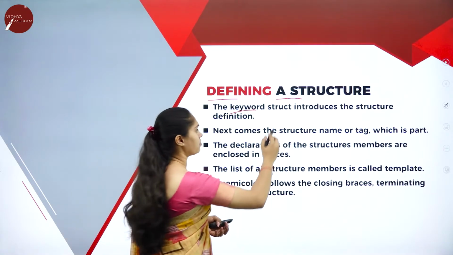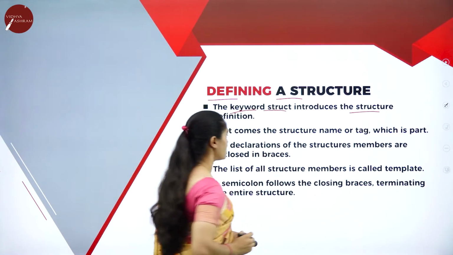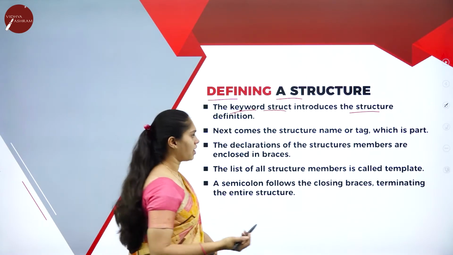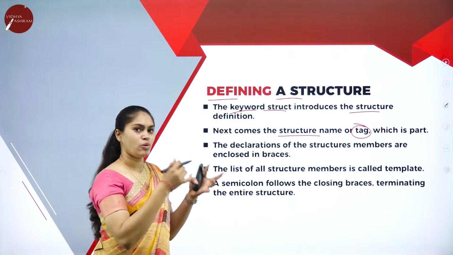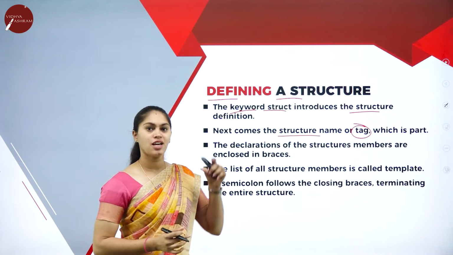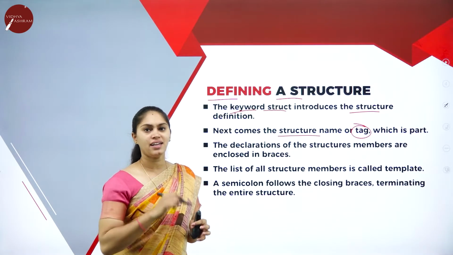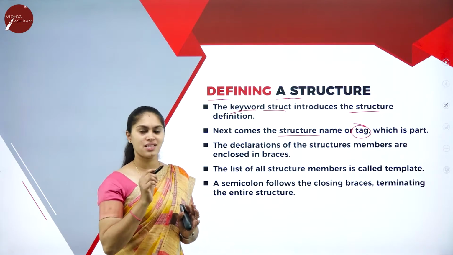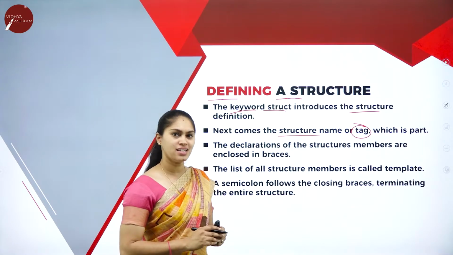Here I have discussed the points that I gave in the previous slide itself. The keyword struct introduces that we are working with a structure. After that I have a structure name, which is also called a tag. What is point number 3? That is a pair of curly braces. Within that I have to specify the members of a structure, and at last I have to close the braces along with a semicolon that indicates the termination of a structure.